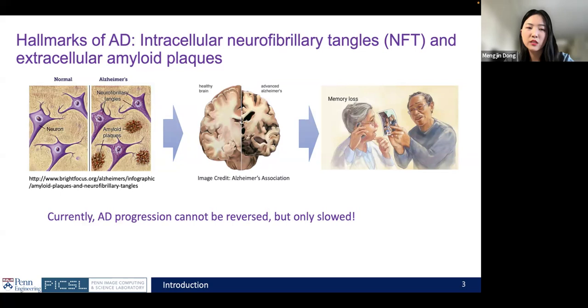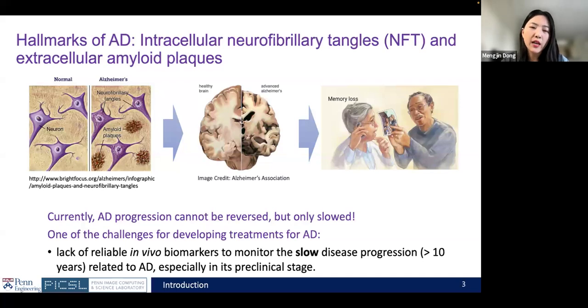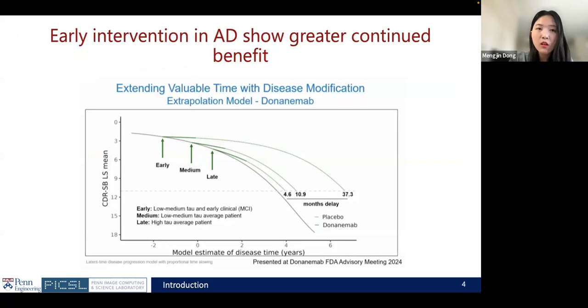One thing about Alzheimer's disease research is that currently the progression cannot be resolved yet, but we have already developed drugs to slow down the process. One of the challenges for developing such treatment is that we don't have reliable in vivo biomarkers to monitor the slow disease progression, which may begin more than a decade before we can find clinical symptoms related to AD, especially in the preclinical AD stage. For the drugs that have been developed, we found that the earlier we intervene, the better effect we will be able to achieve in delaying the disease progression. That is why we want to target people at as early a stage as possible.